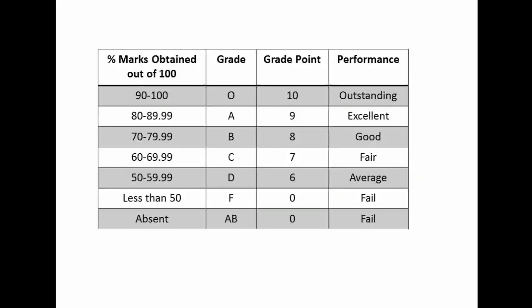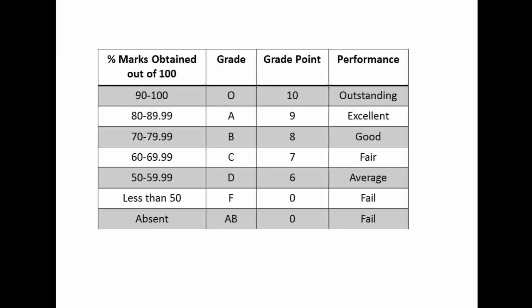Now here we will discuss the percent marks obtained out of 100 and how the grades are given to those marks. If the percent marks obtained out of 100 are between 90 to 100, then the grade you will receive is O, having the grade point 10, and the performance is said to be outstanding. If the percent marks are between 80 to 89.99, then you will receive the grade A, grade point 9, and the performance is said to be excellent.